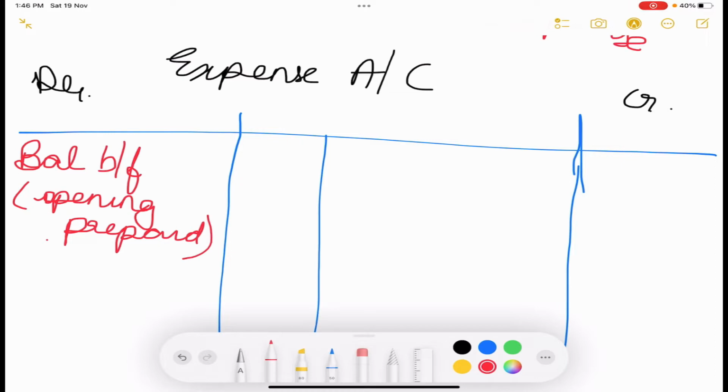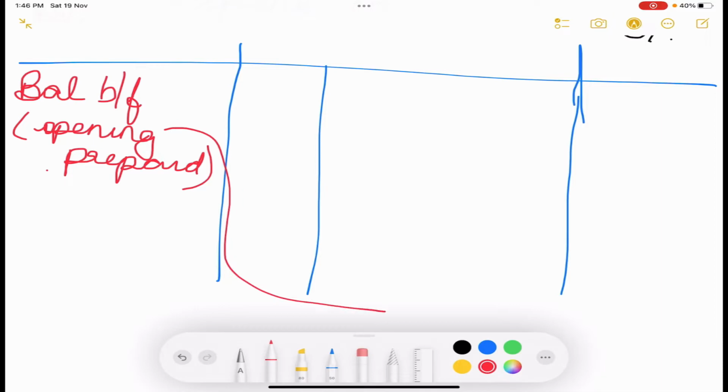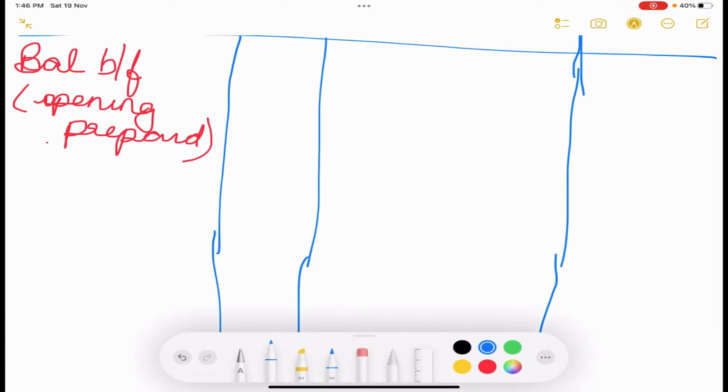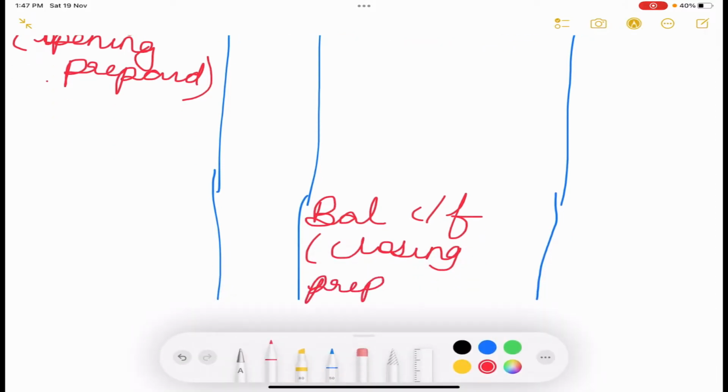And towards the end, this is going to be the closing prepaid. Opposite sides. Opening prepaid is on the left side and closing prepaid is on the right side. Just write that. Always remember that. So we have balance CF, and this is going to be closing prepaid. That's how it's going to start.